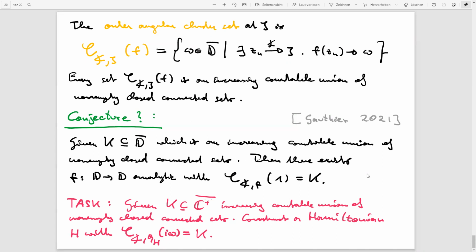And our idea to give a proof would be to not only construct the function, but actually construct the Hamiltonian such that the Weyl coefficient has exactly this outer angular cluster set, and that would be a nice result. But we have honestly no idea how to prove it. So I think my time is perfectly up without showing any proofs, unfortunately. Maybe another time I can speak about the proof of one or the other theorem I presented today.